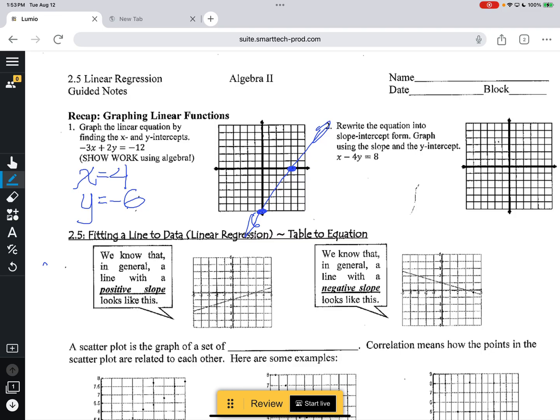Then our second one says to graph this using the slope and the y-intercept. So we're going to have to rewrite it. What would your formula be when you finish? We're going to isolate y and have y equals mx plus b. What would we get? Negative 6 plus 3 over 2x.